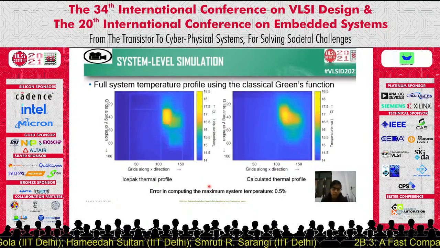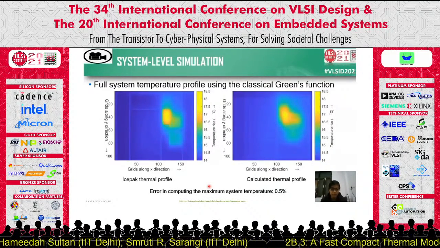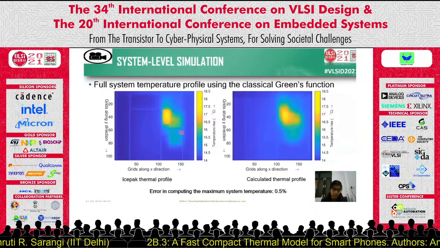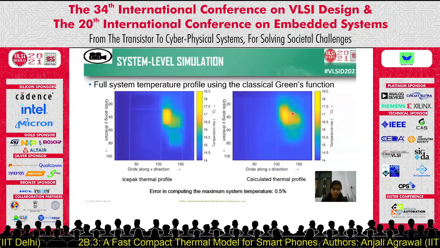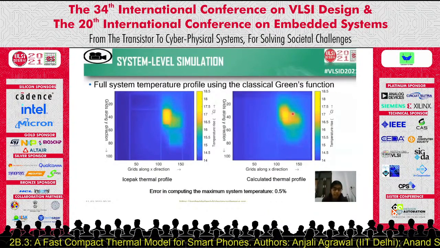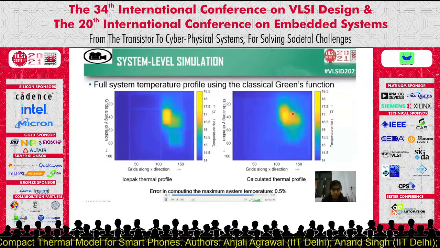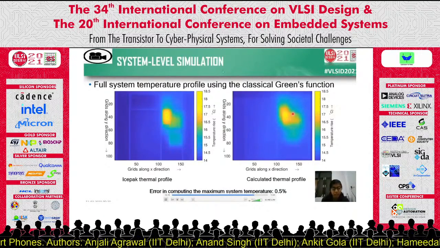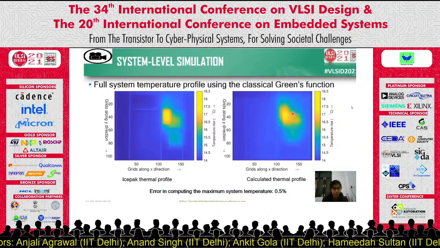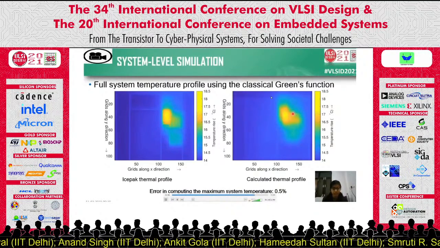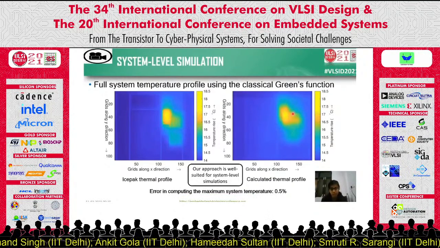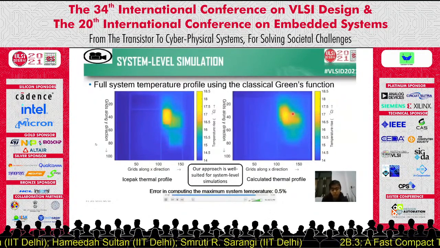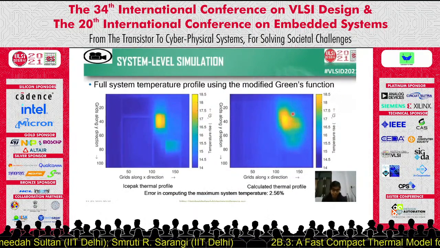So now we see the full system temperature profile using the classical Green's function. On the left we have the temperature profile generated from the IcePak, and on the right we have the calculated thermal profile. The entire calculation of the full system temperature profile takes 40.8 milliseconds, and the maximum error in computing the maximum screen temperature was 0.5%. So it shows that our Green's function based approach works well at system level, and it can very quickly and accurately give us the total full system thermal profile.